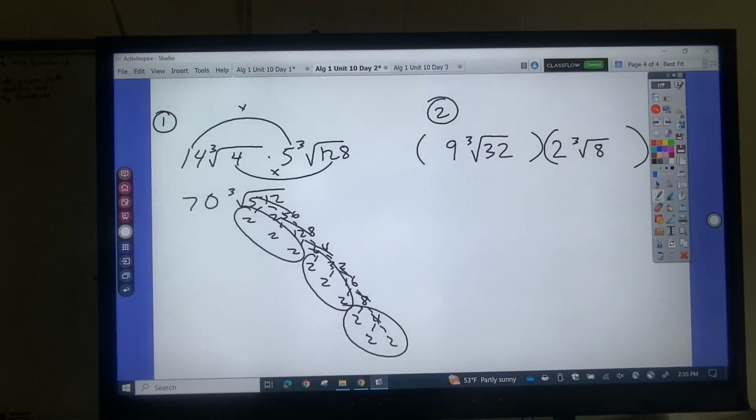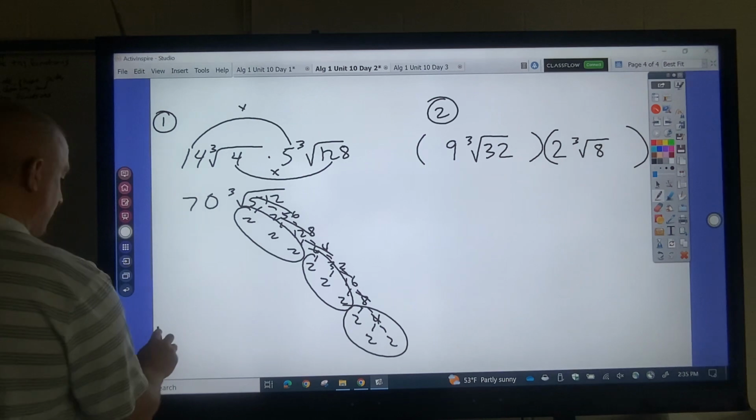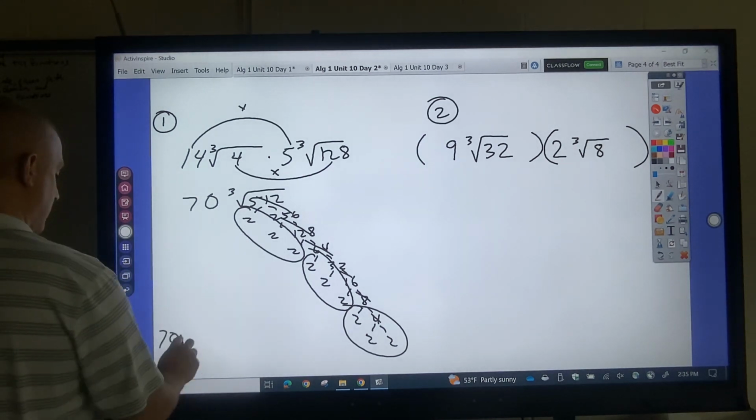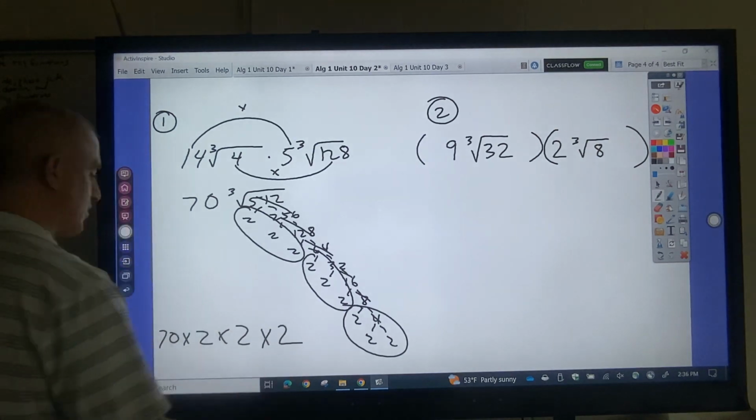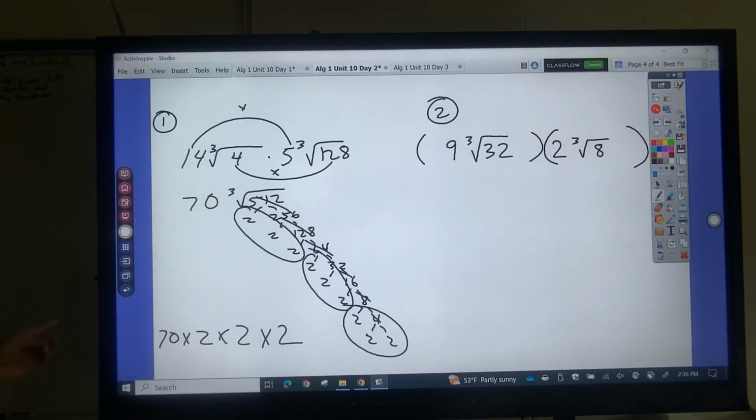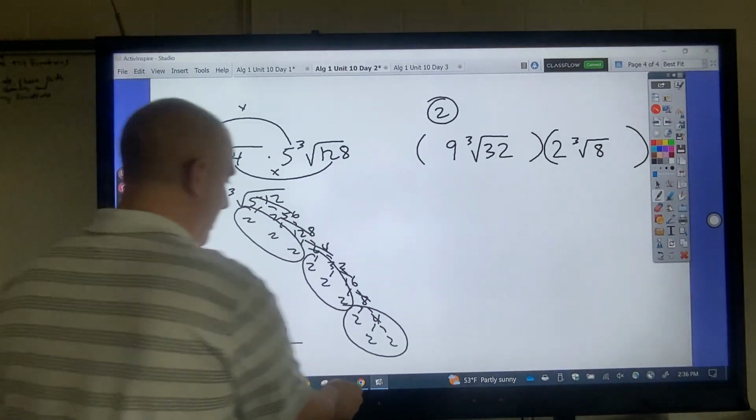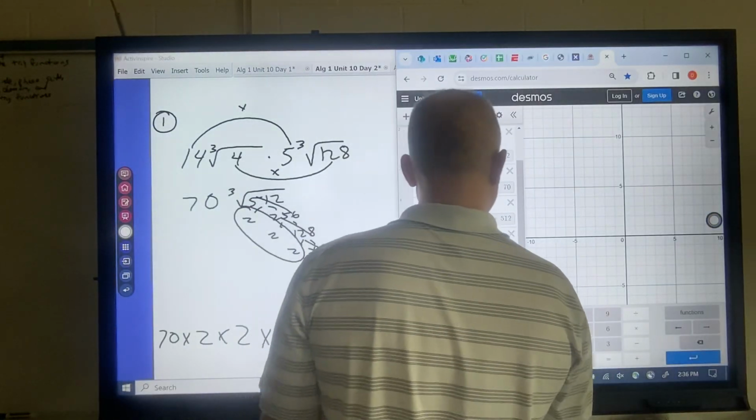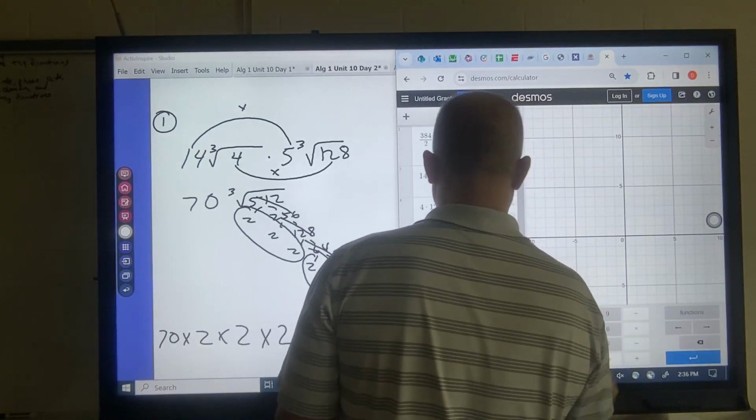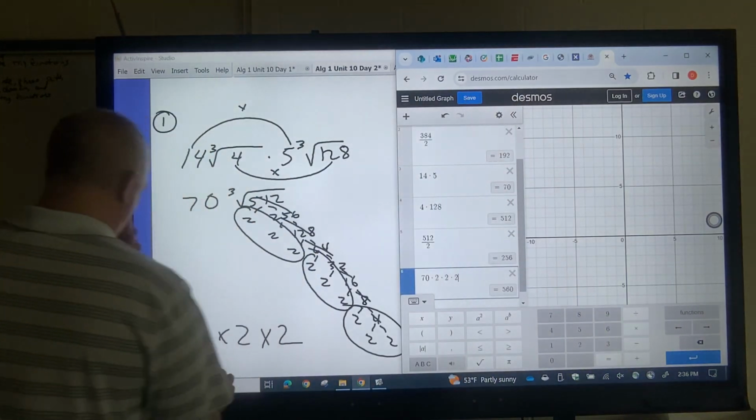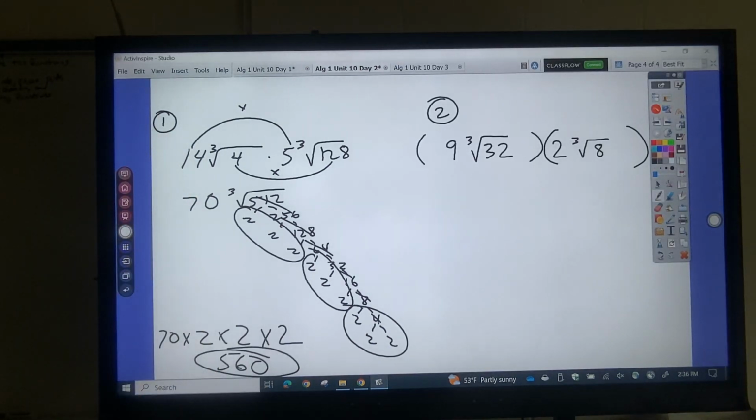Okay, now watch what happens here. All right, I circled all of those, so that's 70 times 2 times 2 times 2. That's what I'm saying, Mr. Evans, what do we do? We circled everything. There's nothing for me to put. Yeah, then don't put a radical. Just multiply all those numbers together and you're good. That'd be 560. There is no radical with that.